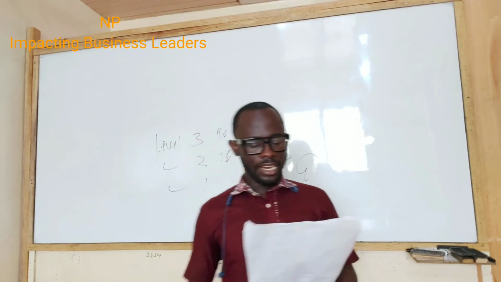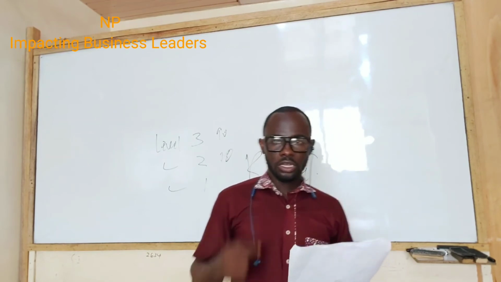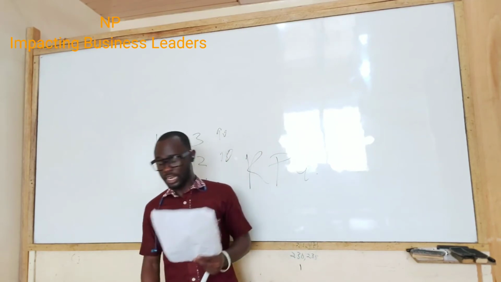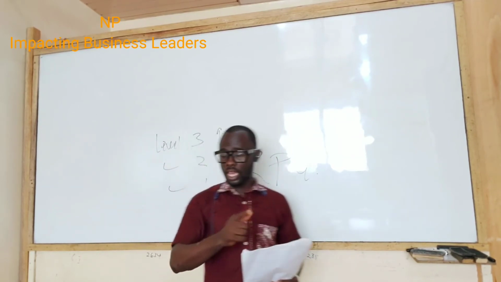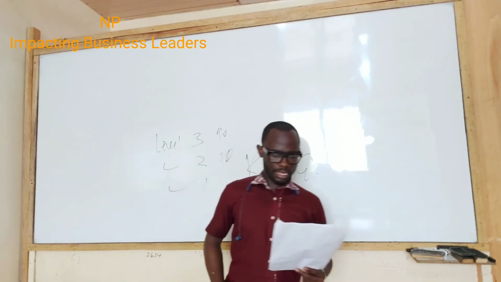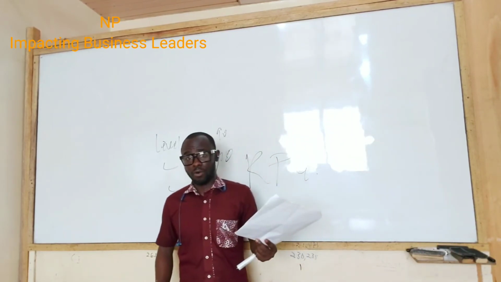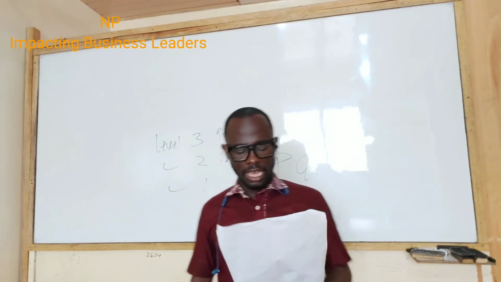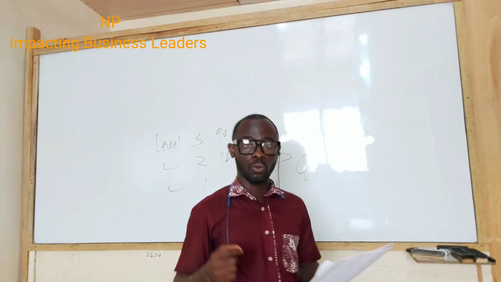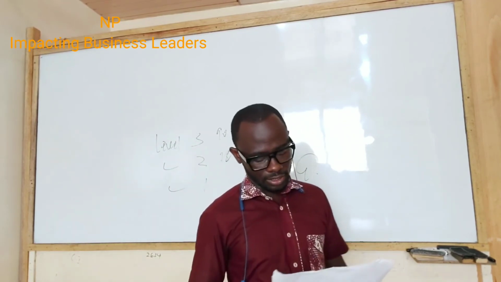IPSAS 38, Disclosure of Interest in Other Entities. That is based on IFRS 12, and that is a level 2 standard, so you need a working knowledge and a broader understanding. IPSAS 39, Employment Benefits. That is based on IAS 19. Very, very important. And that is a level 3 standard, so you need a thorough knowledge with a technical or a solid understanding, okay, with a solid understanding.